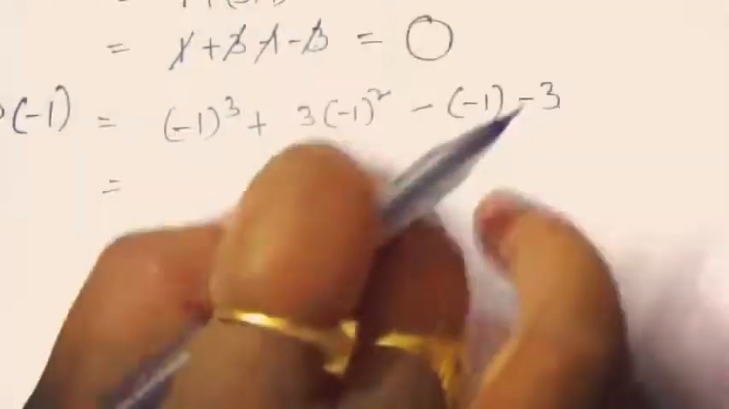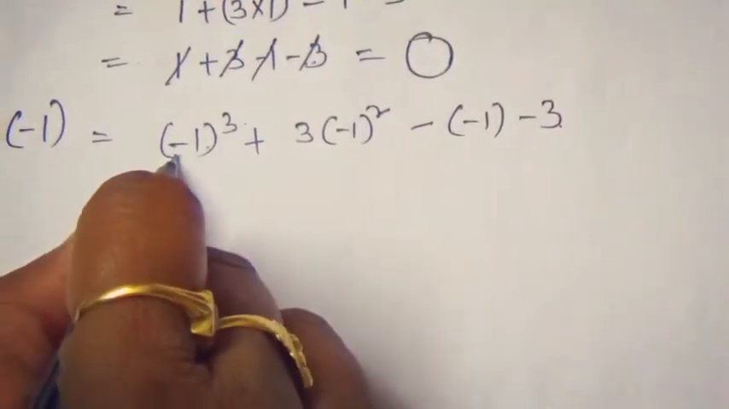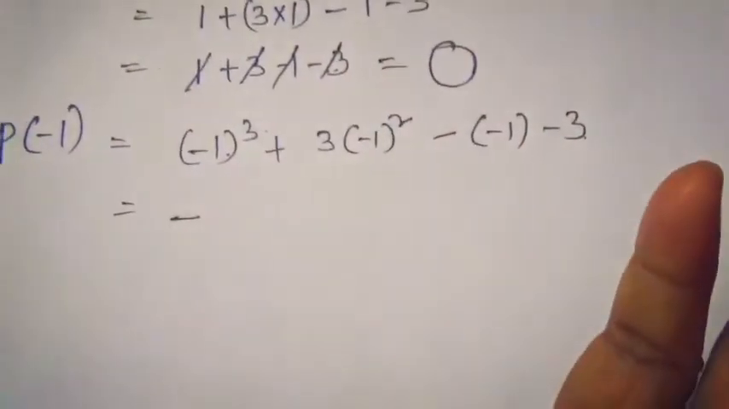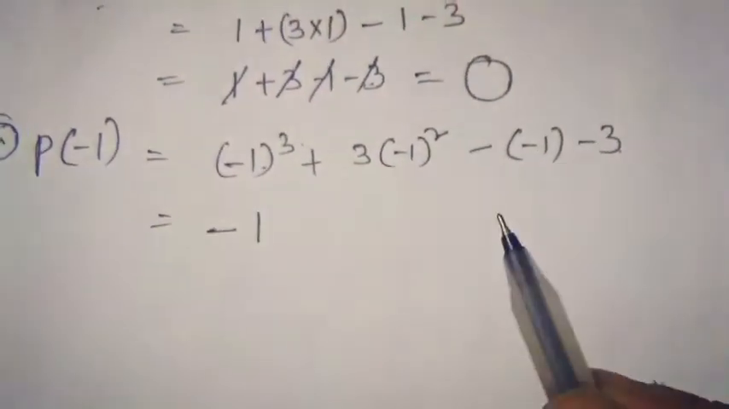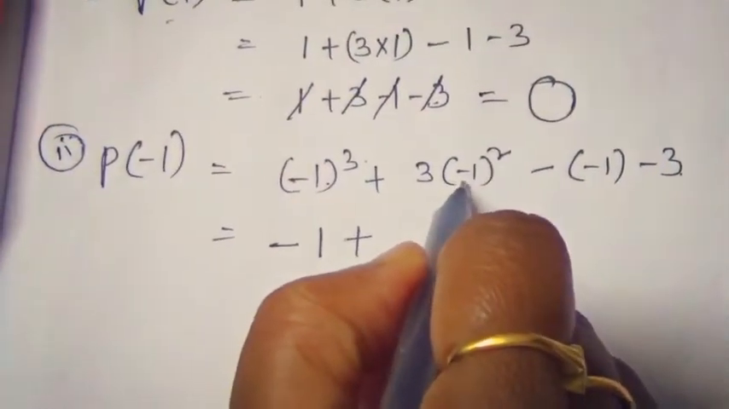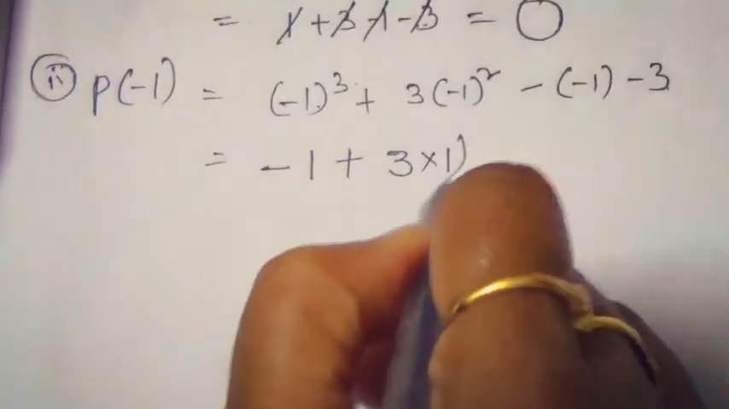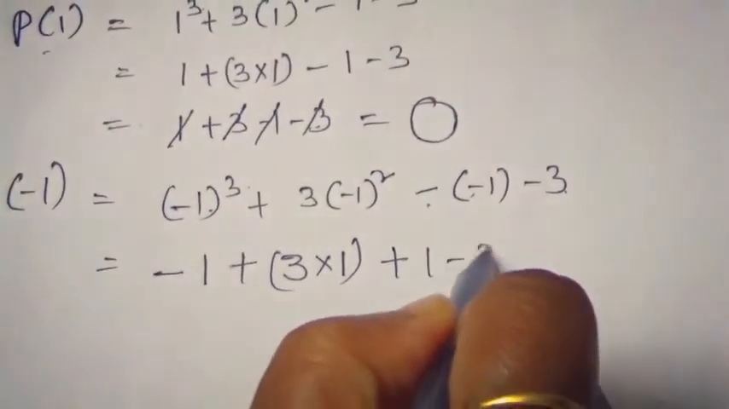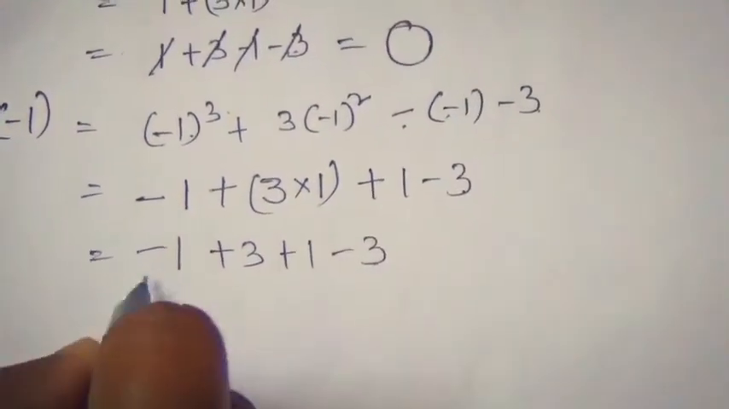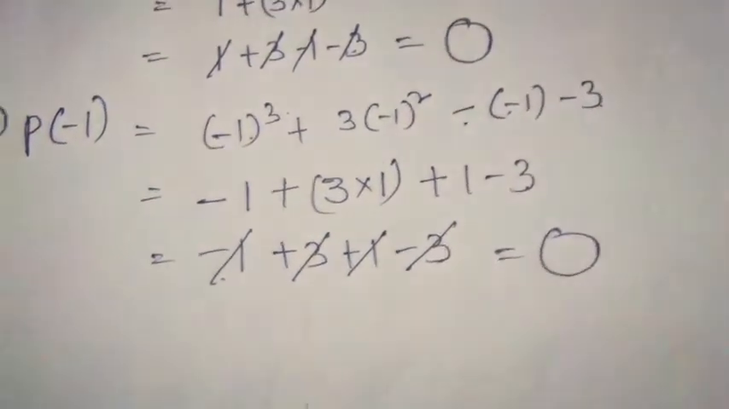In the place of this x we are substituting this minus 1. So in the power we have an odd number, then the minus remains as usual. Anything that is the power n of a 1 gives the same number, that is minus 1. Plus here we have an even number, hence the minus becomes positive. So 3 into 1. Minus of minus plus 1 minus 3, right? Minus 1 plus 3 plus 1 minus 3. So minus 1 plus 1 plus 3 minus 3, that is equal to 0.